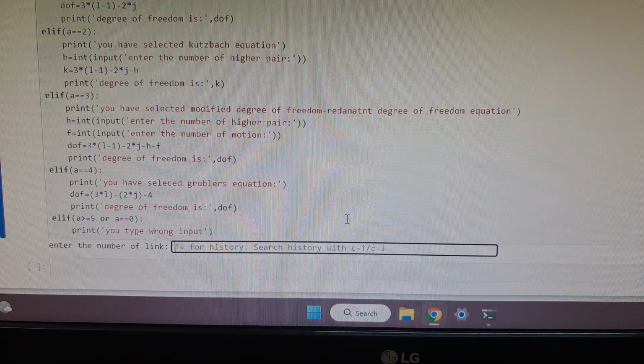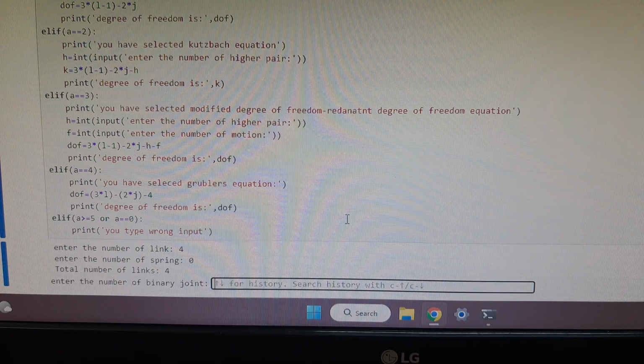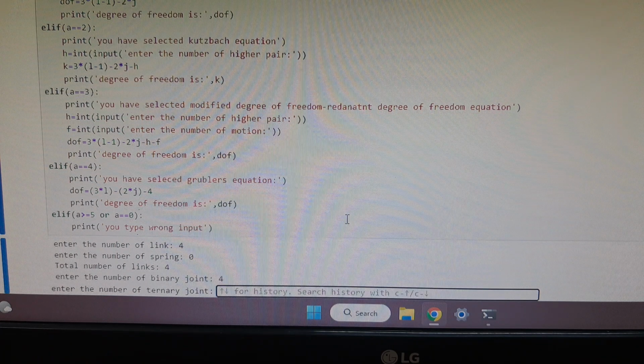First of all, enter the link. We entered 4 links, and after that enter the number of springs. We do not have any springs, so we enter 0, and then the total number of links shows 4. After that, enter the number of binary joints. We have 4 binary joints.